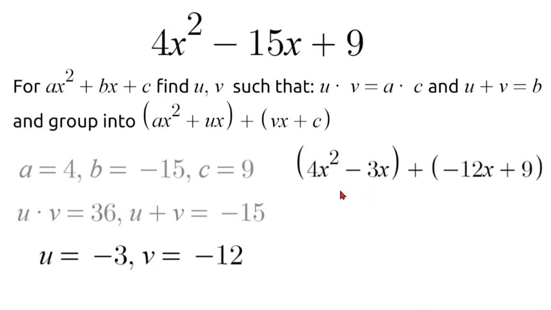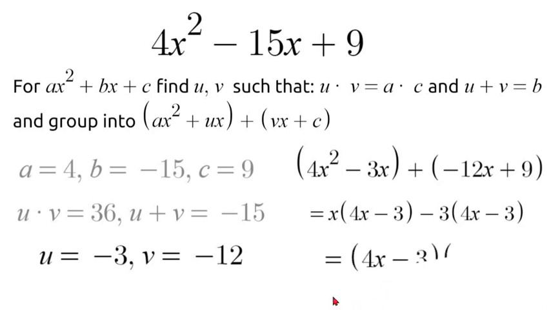So on the left side here, we can pull out an x value. And on the right side, we can pull out a 3. So we would have x times 4x minus 3, minus 3 times 4x minus 3. Now something you'll notice is we now have 4x minus 3 in both spots, which we can now factor out, which will leave us with an x minus 3. So we'll have 4x minus 3 times x minus 3. And that is how you factor this problem.